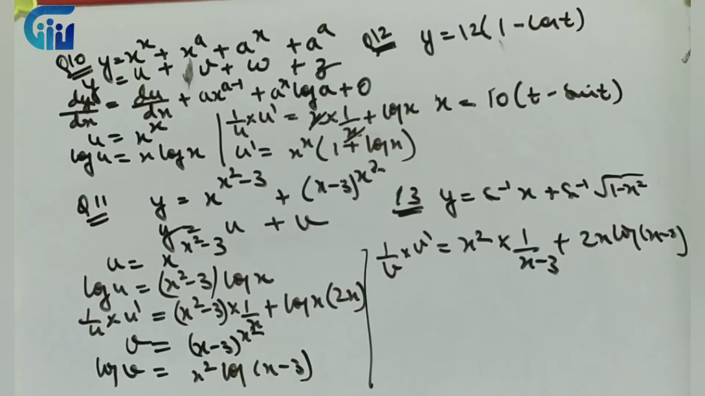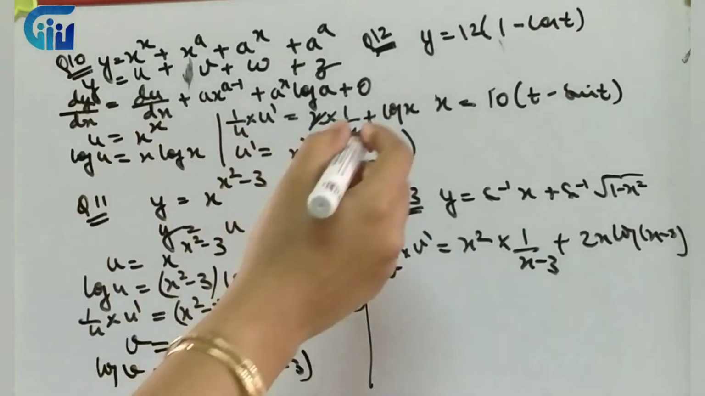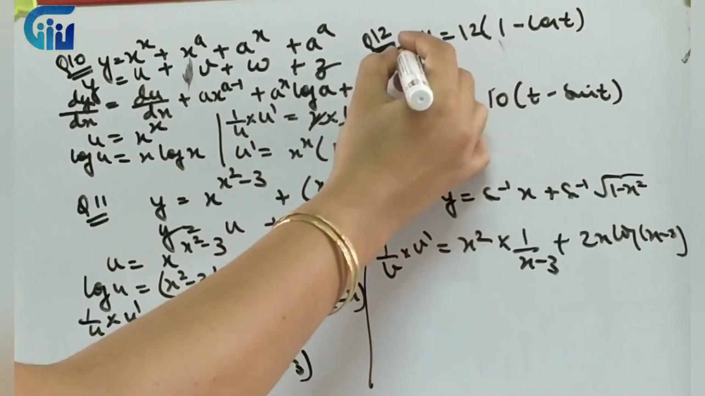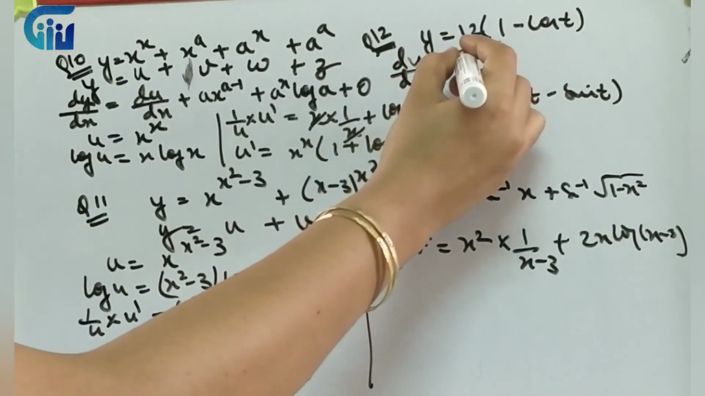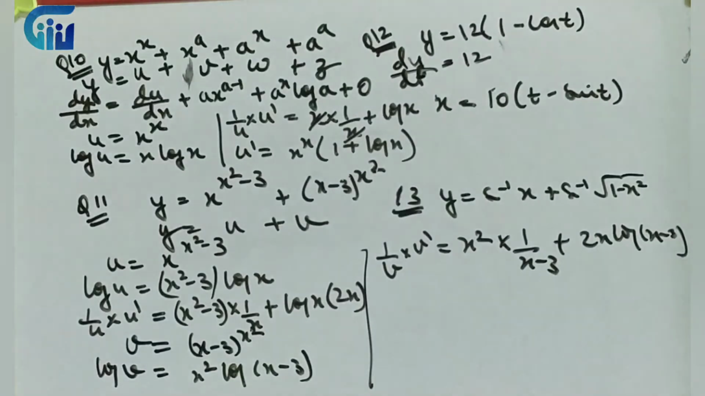Moving on to question number 12. It is y is equal to 12 times 1 minus cos t. We have done it in parametric form as well. We have to find dy by dx only. So what we will do, we will just write it as dy by dt. So this will be 12. Just do remember, all the questions have come together. So what we have to remember, whatever is the type, we have to do it accordingly. So keep on revising these points which I am telling you in your mind, so that you have mastery over it, right?